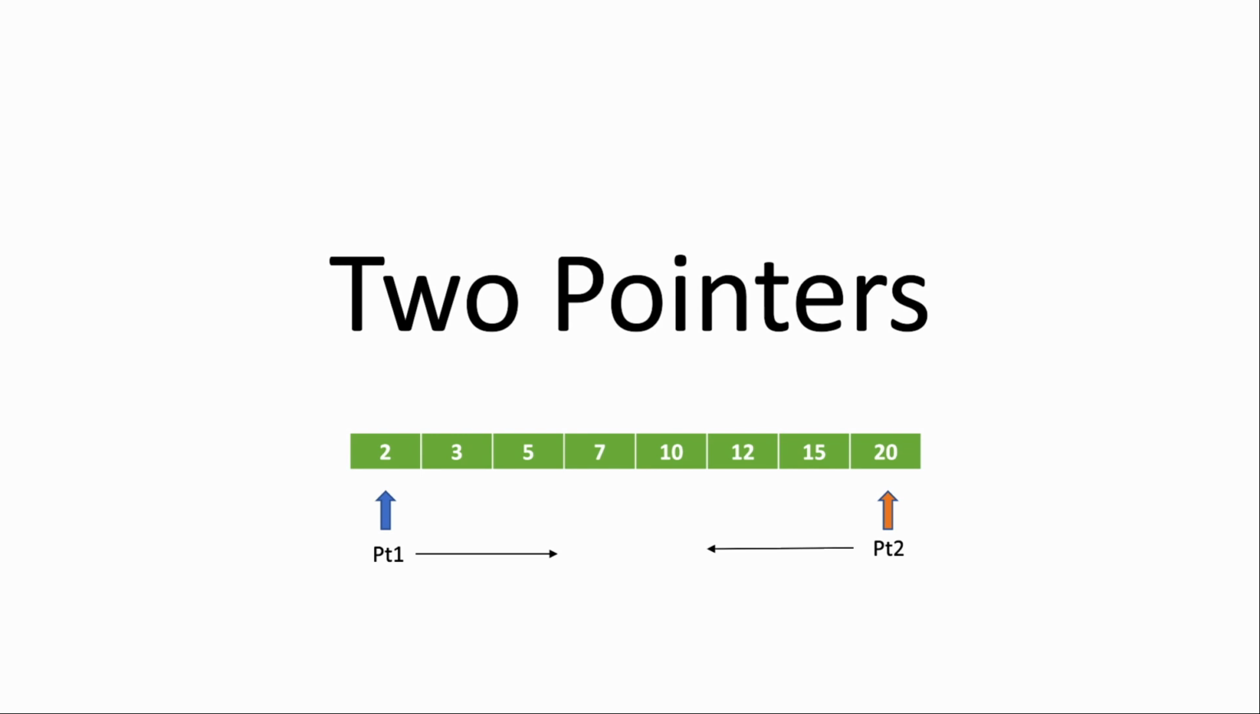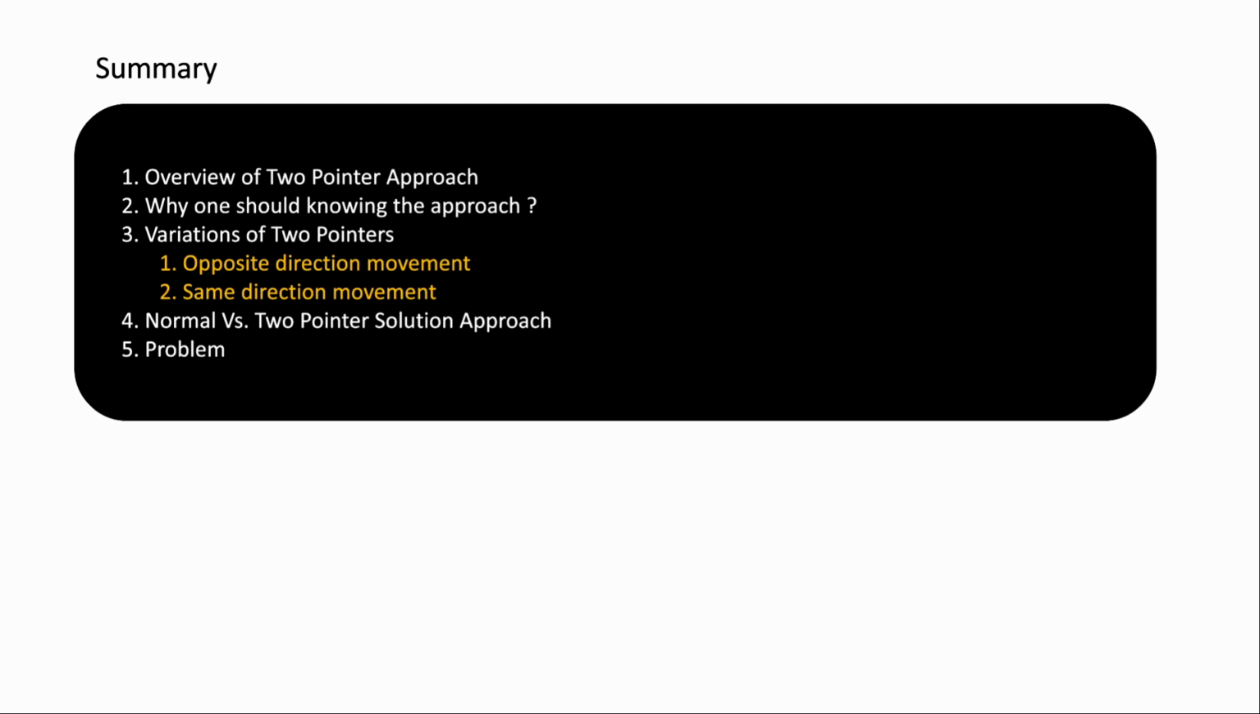This is one of the best tricks to reduce the time complexity. In this session we will try to understand what a two pointer approach is, and then why one should know the two pointer approach, what advantage we will get with it. And based on how the pointers are moving, we have two different types of two pointer approach. We will understand that also.